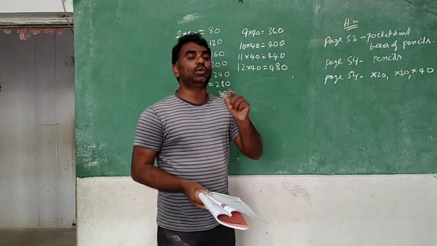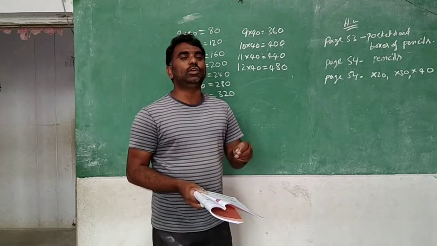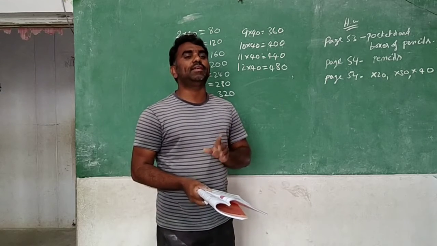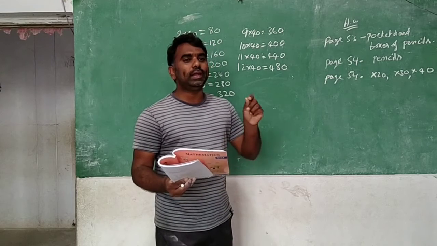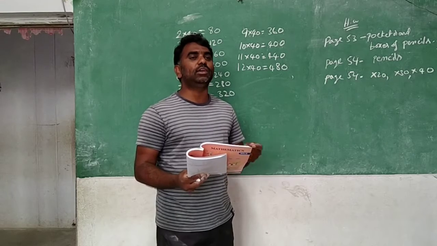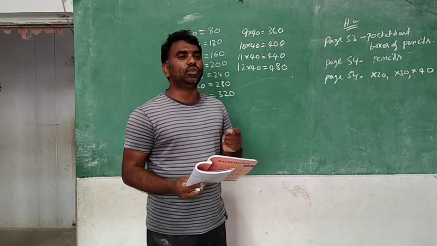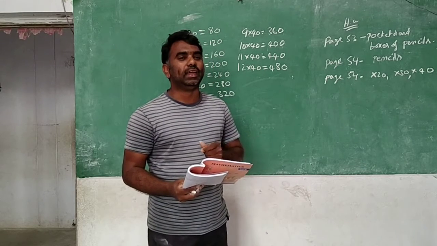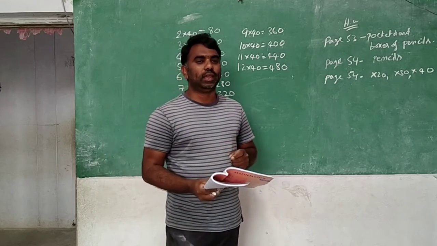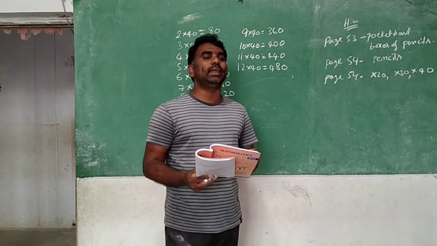In the notebook, you need to write the same lines, but not into 20, 30, 40. You need to write into 50, into 60, into 70. Same: 2 into 50, 3 into 50, 4 into 50, up to 12 into 50. You need to write this in the notebook.